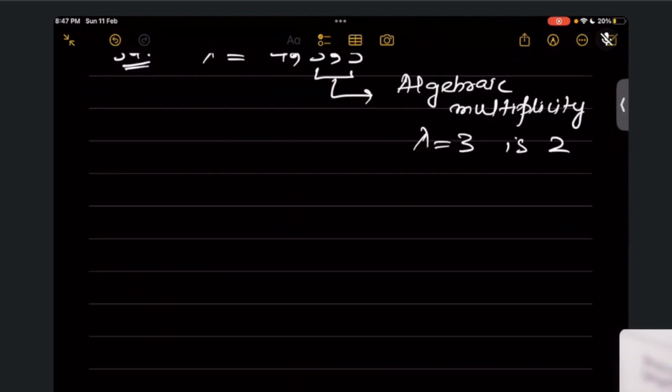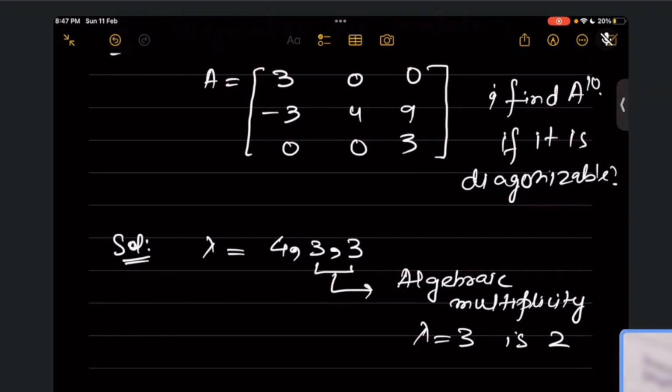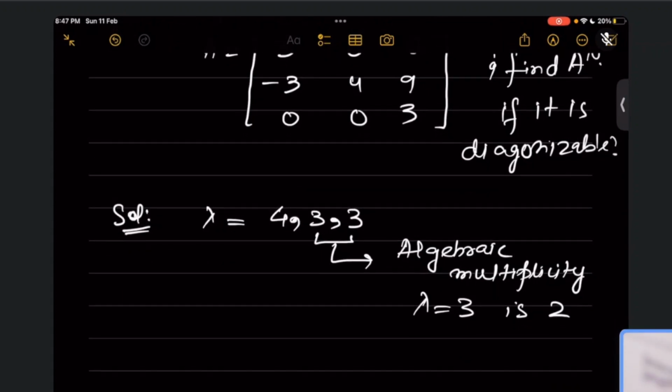Okay, so see here, we have lambda equal to 4, 3, 3. We got three eigenvalues, and corresponding to lambda equal to 3, the algebraic multiplicity is 2. Like we have got two values of lambda equal to 3. Now, did you attempt to find the eigenvectors?